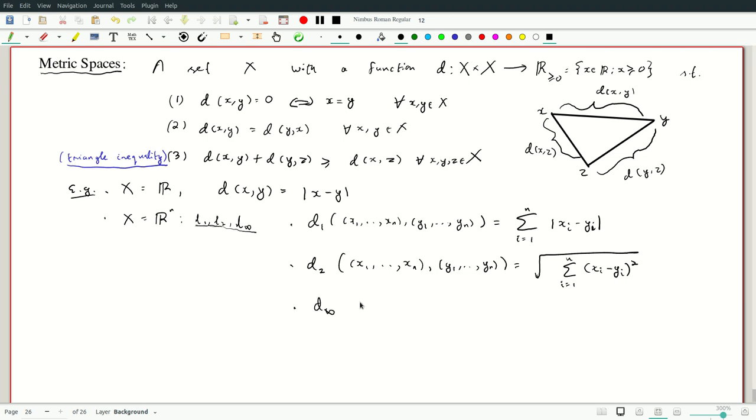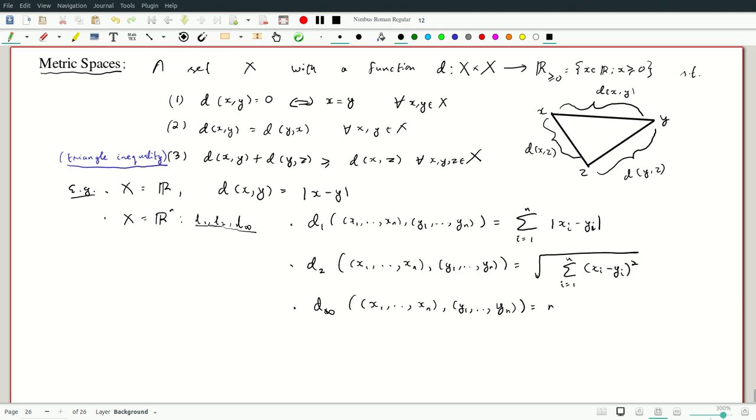And the final example is, if I look at x1, x2, ..., xn and y1, y2, ..., yn, previously you took the sum from i equals 1 to n. Yeah, so that was the L1 distance.